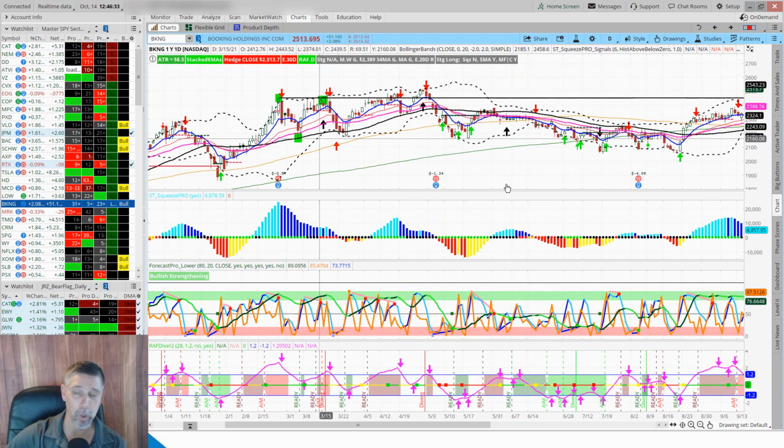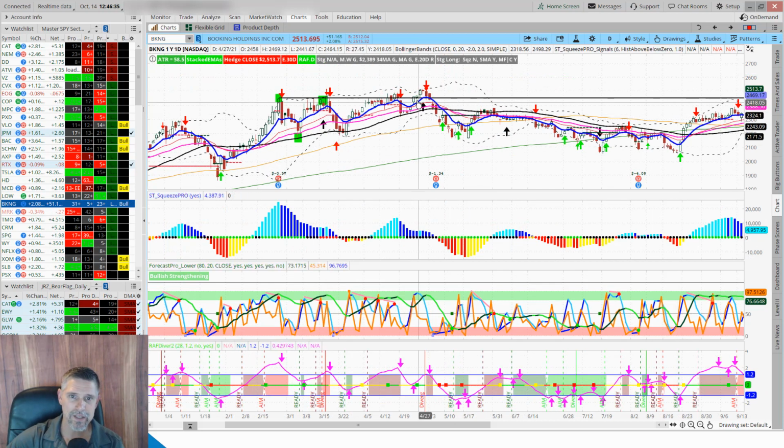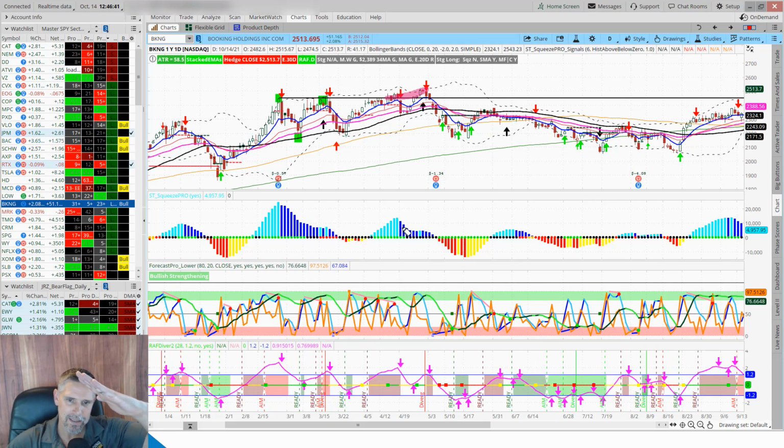All right, so Booking Holdings. Again, just sharing with you these concepts. So we have price making higher highs. Look at that. Bam, sloping down. Bam, sloping down. Look at this. Equal highs. Bam, bearish divergence, right? Bam, sloping down. And again, you can see my dot right here, which alerted me.